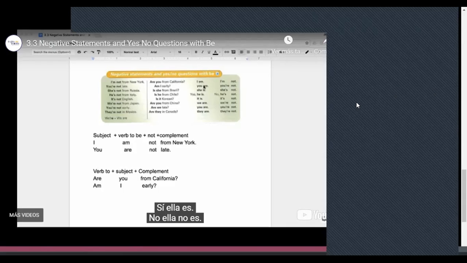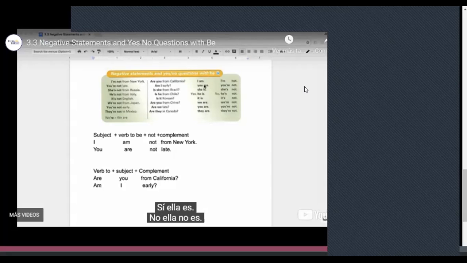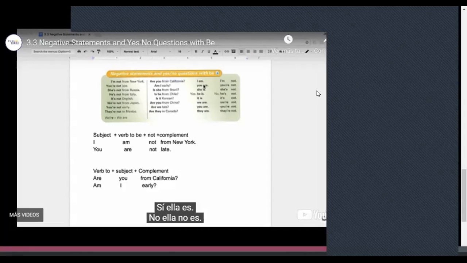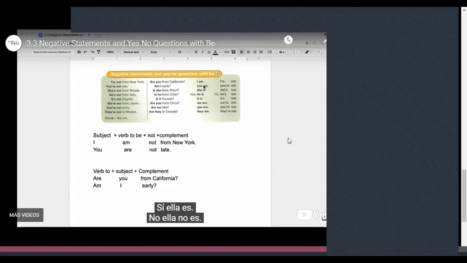Marvin, go ahead. Am I lost? Estoy yo perdido, ¿sí, verdad? No, you're not lost. You're very intelligent. Let's go, Yesenia, go ahead. Thanks. My pleasure. Am I funny? I think so. Yes, you are. Thank you, Yesenia. Let's go, Tamar. Am I a doctor? Very good. Am I a doctor? Let's go, Jose. Am I intelligent? Can you repeat, please? Am I intelligent? Yes. Yes, you are.